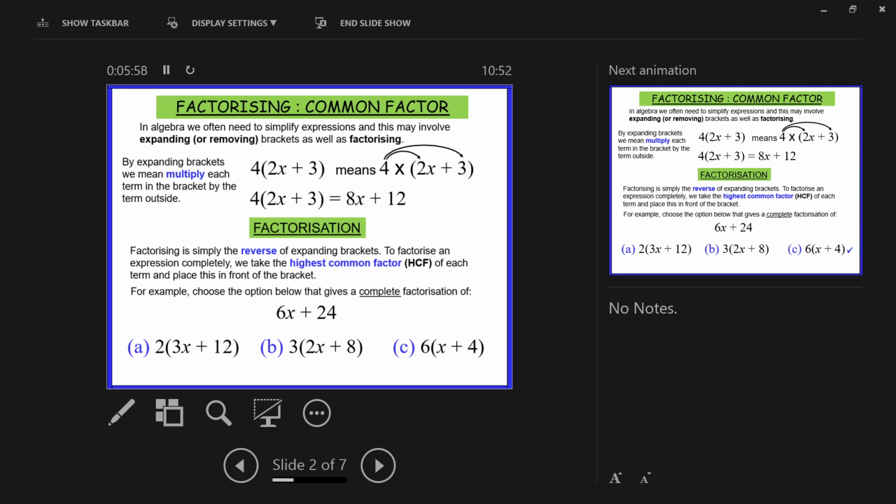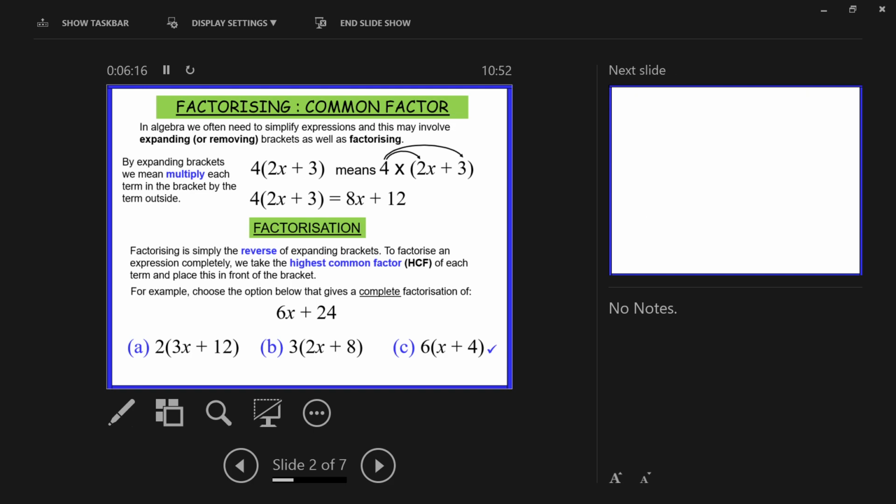Now, usually when we factorize, we take out the highest common number. So that is why you'd rather opt for C. But it's not that A or B is wrong. It's still correct.